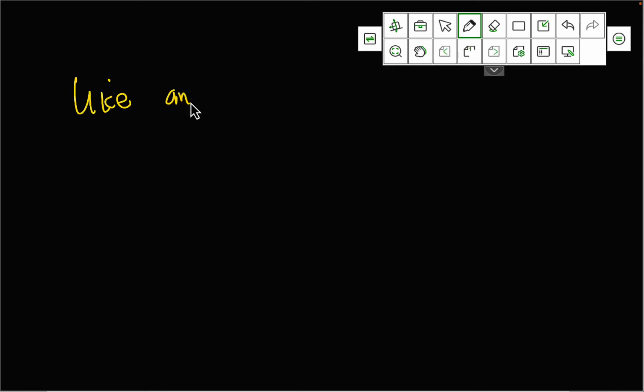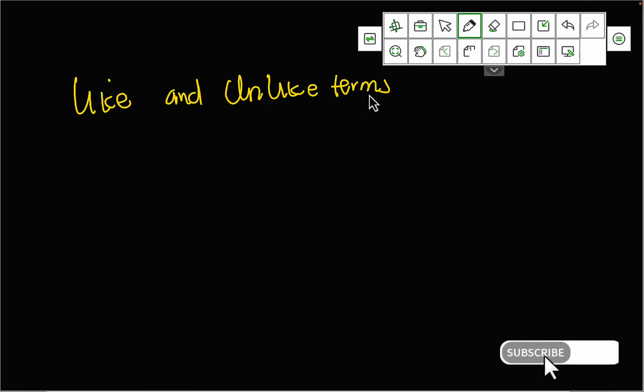Like and then unlike terms. Now you know how terms are. So how do you know if two terms are alike or unlike? Because if two terms are alike, it means that they can be added or subtracted, and it's very important that we know. A lot of students have a problem trying to identify like and unlike terms, and that is why we did coefficient, right?